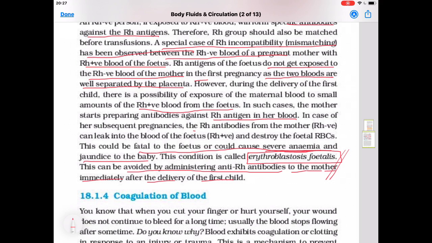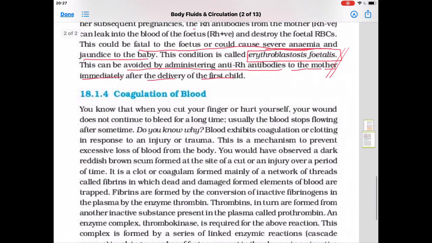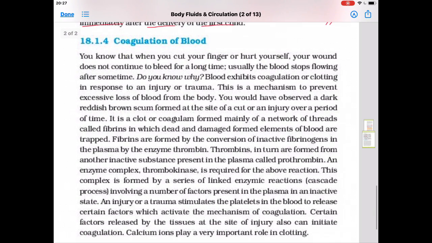Next topic is coagulation of blood. You know that when you cut your finger or hurt yourself, your wound does not continue to bleed for a long time. Usually the blood stops flowing after some time. Do you know why? Blood exhibits coagulation or clotting in response to an injury or trauma. This is a mechanism to prevent excessive loss of blood from the body.